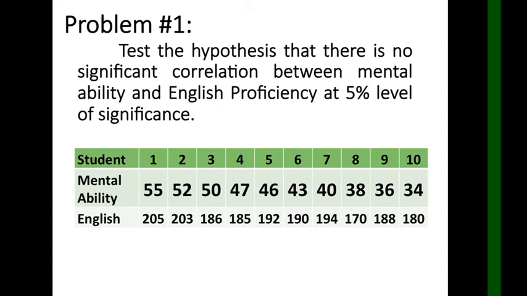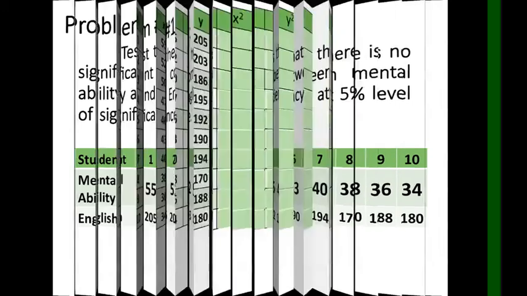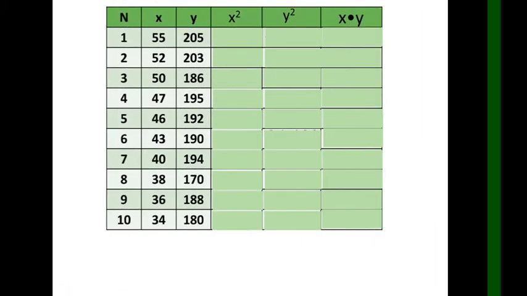Now, let's try to solve this using the formula that I presented a while ago. So, first thing to do is you need to write them in a vertical form. So this is the N, which is the number of students, the X, which is the mental ability, and Y is the English proficiency. Now, first thing to do is we need to have the X squared. X squared means to say we will multiply it by itself.